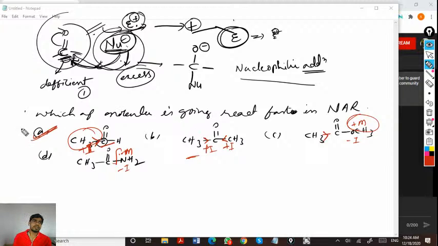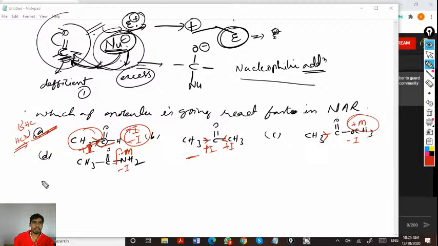This question was asked in BHU and HCU. It is one of the important comparative questions. You need to see the supporting groups and withdrawing groups. If the withdrawing groups attached to the carbonyl carbon are more efficient in withdrawing the electron density, then nucleophilic addition will be more, because the carbonyl carbon readily takes up the electron density from the nucleophile.